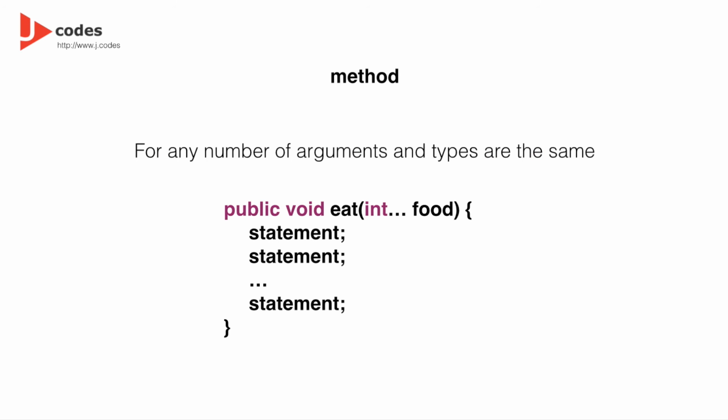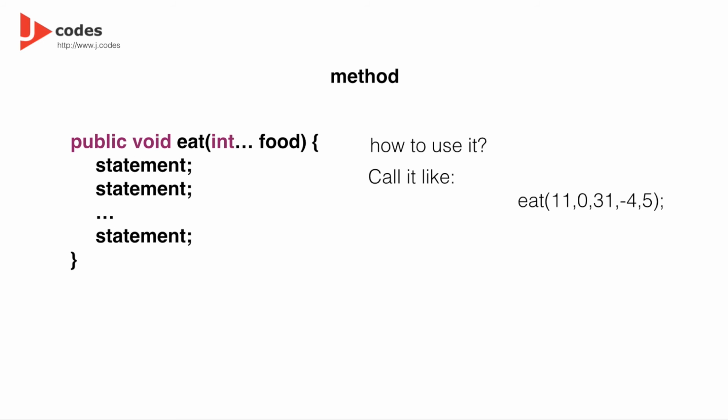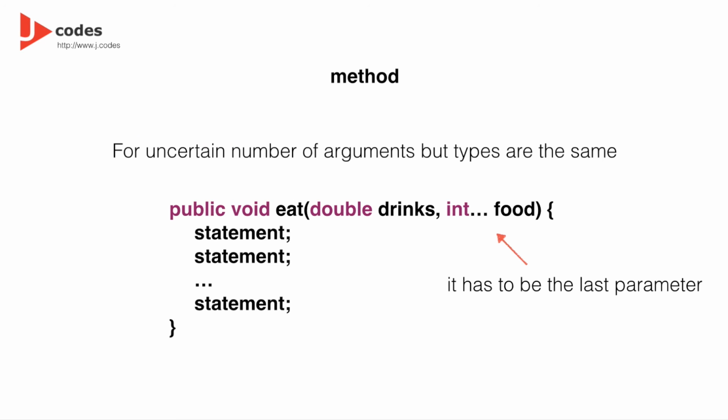For any number of arguments which have the same type, you may use 3 dots. In this case, we can pass as many int type parameters as we want. We call these 3 dots varargs. This is how we call the method.